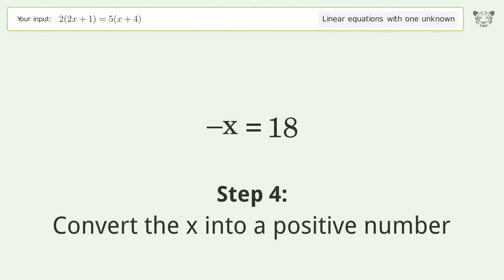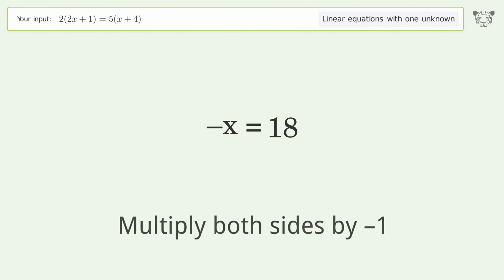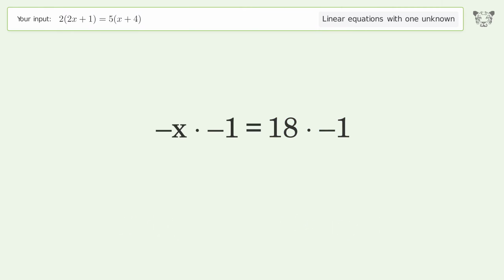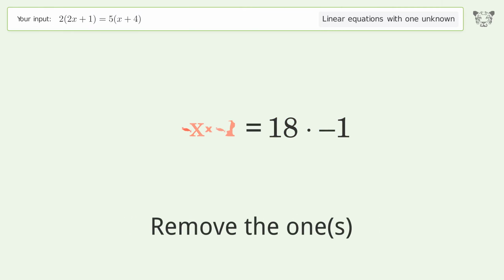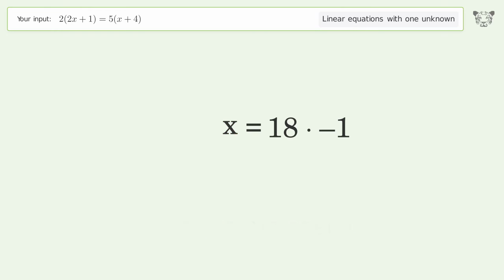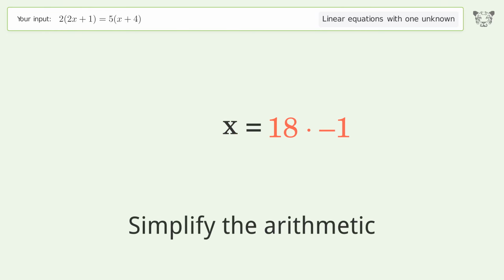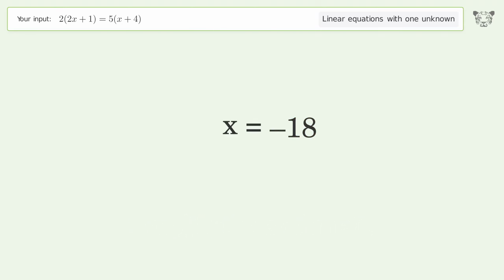Convert the x into a positive number. Multiply both sides by -1. Remove the ones. Simplify the arithmetic. And so the final result is x equals -18.